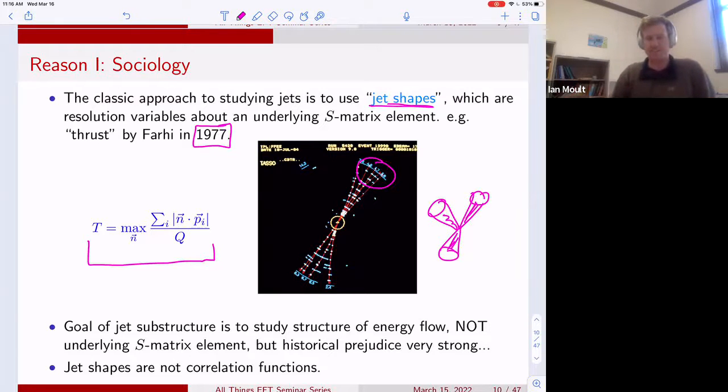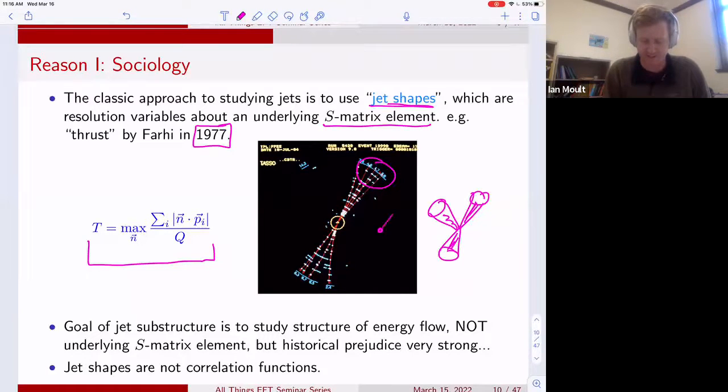And so these were invented in the very early days, where the goal was to study the underlying S matrix element. And so these observables like thrust are just an infrared and collinear safe proxy for the underlying partonic collision.